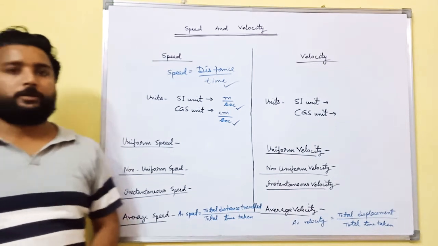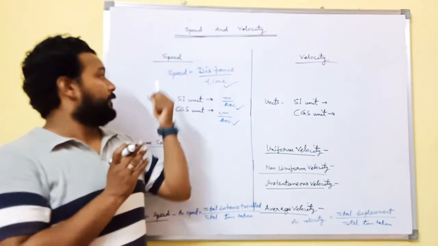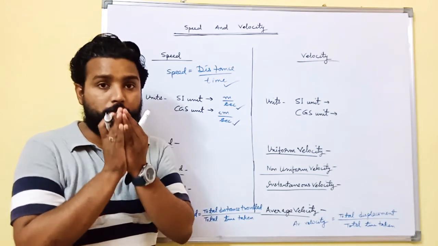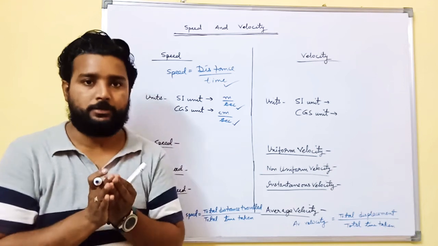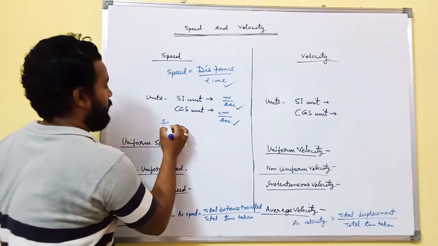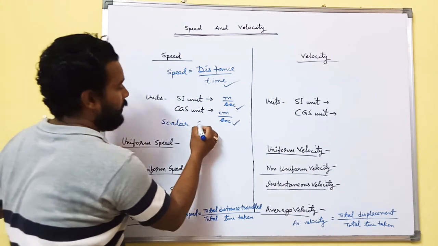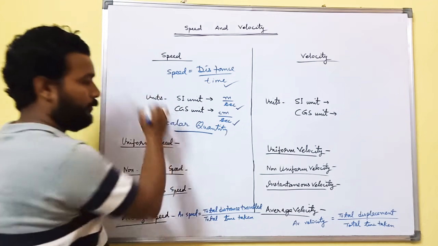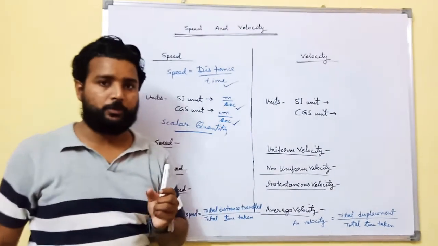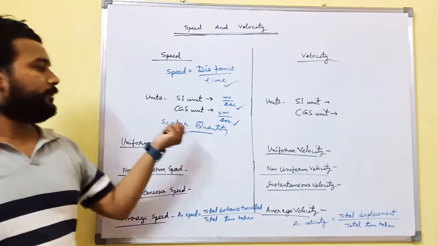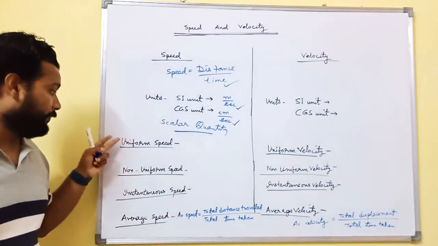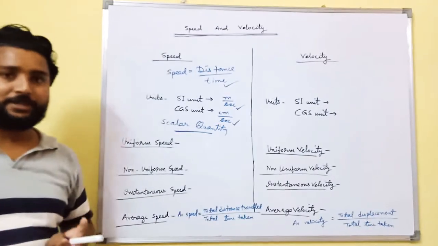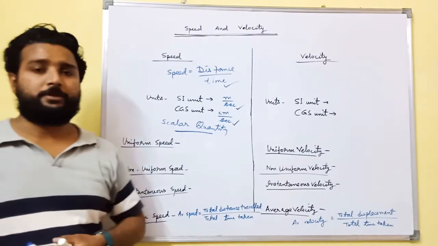Now, in speed we have only magnitude and there is no information about direction. So speed is a scalar quantity. Now, what is uniform speed, non-uniform speed, instantaneous speed, and lastly, what is average speed?